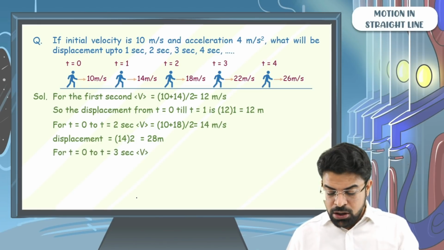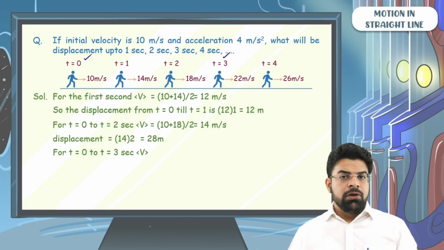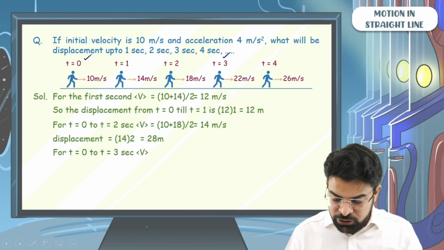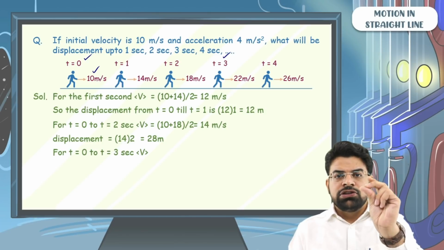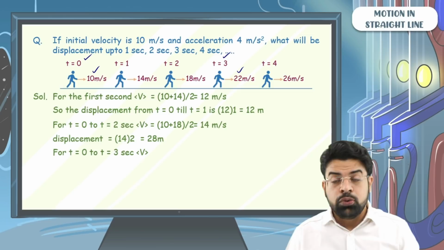Next question. What will be the displacement from time equals 0 till time equals 3? Now for this 3-second time frame, I need to find the average velocity. At the very beginning of this 3-second time frame, velocity is 10 meter per second. At the very end of this 3-second time frame, velocity is 22 meter per second.